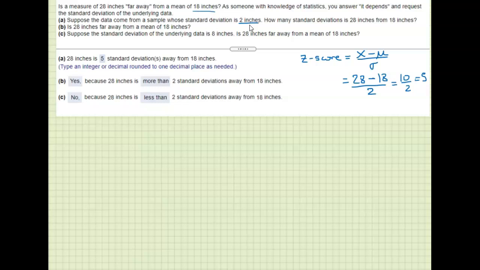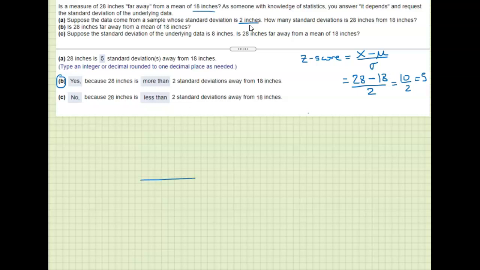Okay, that answers part A. Part B says, is 28 inches far away from a mean of 18 inches? Well, in statistics, a data point is far away from the center, from the mean, if it's more than 2 standard deviations above the mean or more than 2 standard deviations below the mean. So in part B, the correct answer is yes, because 28 inches is more than 2 standard deviations away from 18 inches.